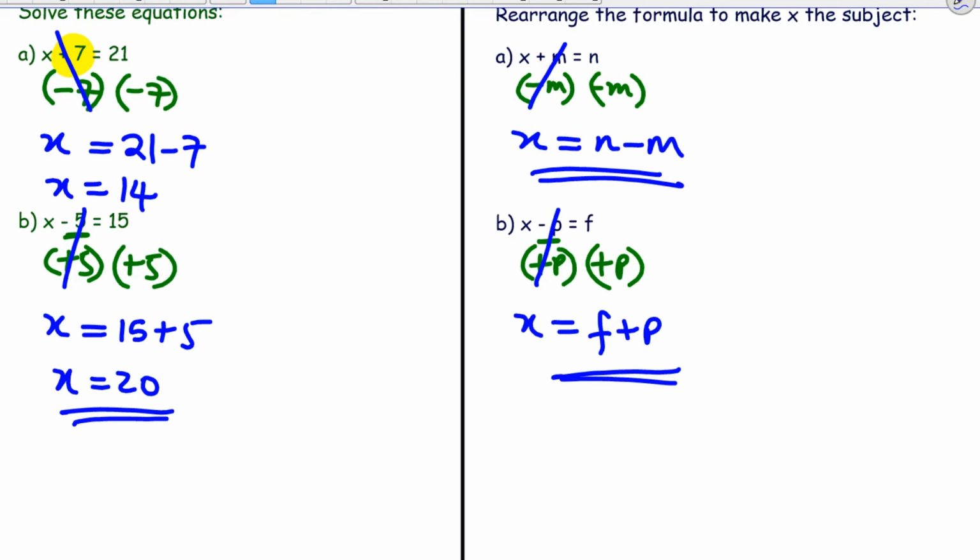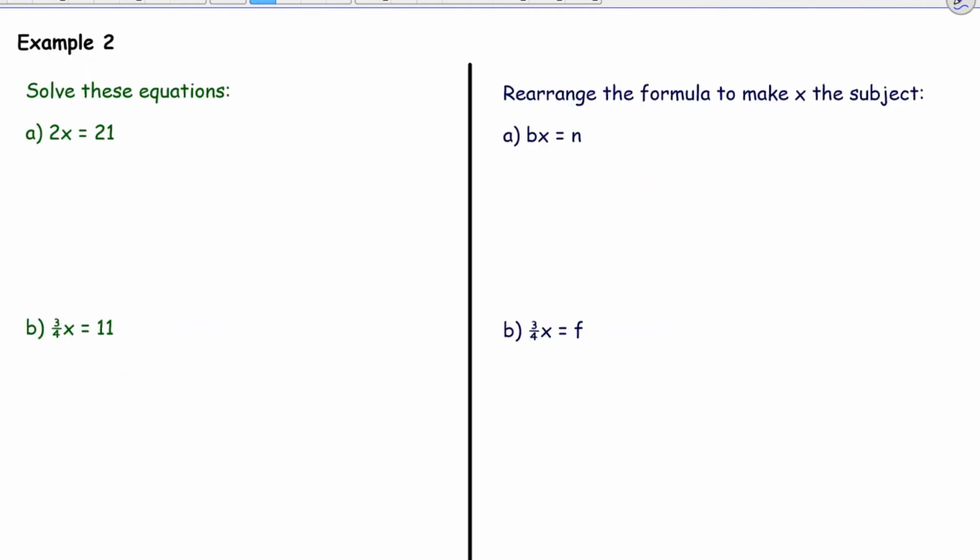Okay. Next example, we have 2x is equal to 21. The first step, we know the opposite of multiplying by 2 is dividing by 2. So we divide by 2 on each side. Now, if you divide by 2 on each side, we know that 2 divided by 2 will be 1. So what we'll end up with is x is equal to 21 over 2.